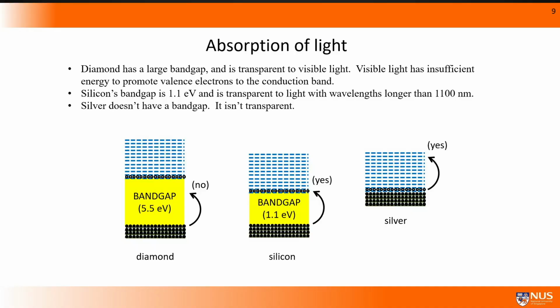I've mentioned transparency before. Let's take a quick look at diamond, silicon, and silver. Silicon's band gap is 1.17 electron volts, and it's transparent to light with wavelengths longer than 1100 nanometers. This means that silicon is transparent to infrared light, but not to visible light. Diamond, however, is transparent because visible light cannot excite one of those valence electrons into the conduction band. Visible light is not energetic enough for diamond, but it is for silicon.